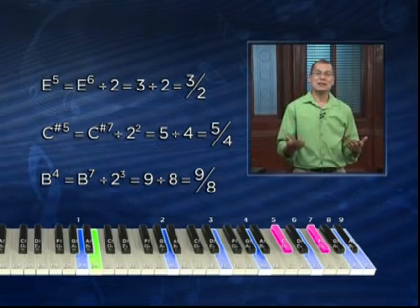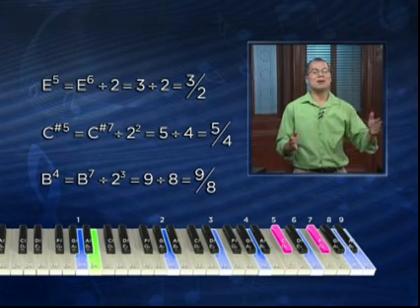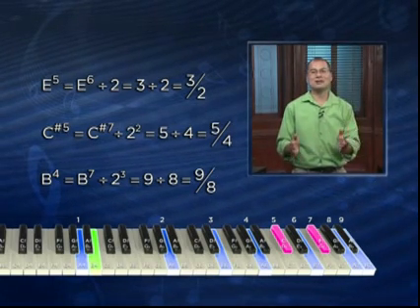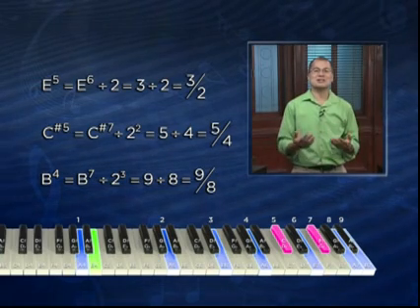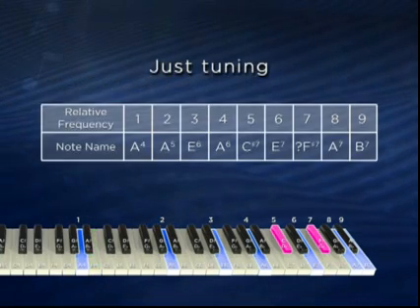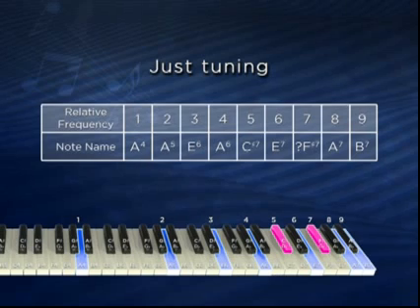You can do this as many times as you want, and you can take as many of the overtones of A and bring them down into an octave, and you get what's called a just scale. So let's look at a just-tuned pentatonic scale.